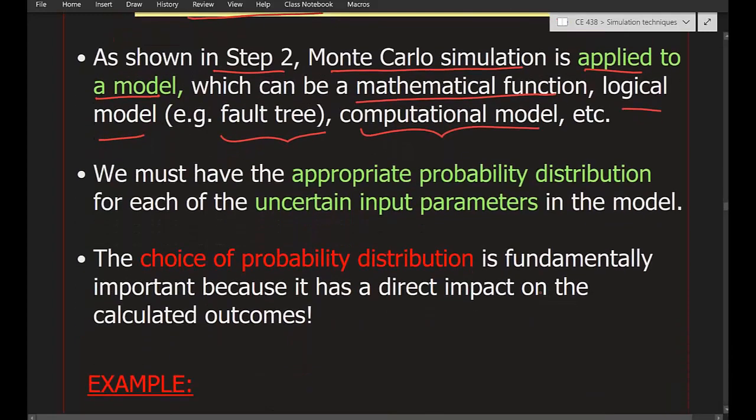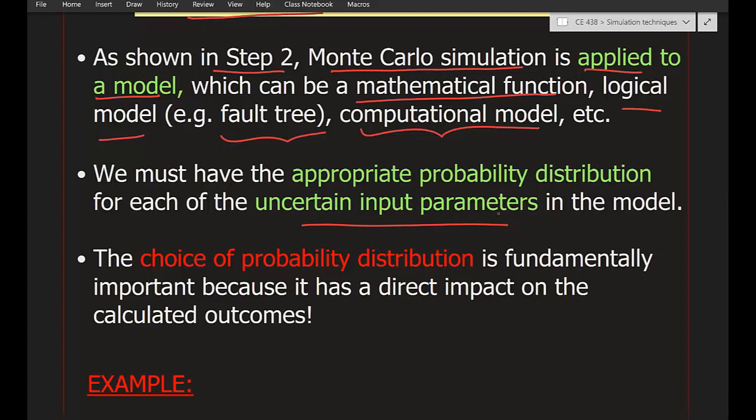Another important point, we must have an appropriate probability distribution for each of the uncertain input parameters. So for example, in this case we have x1, x2, x3. We must know how x1 varies. What is the particular distribution for x1? What is the particular distribution for x2? Similarly, for each input variable, we must know the corresponding distribution. So for each random variable, we should know the corresponding distribution.